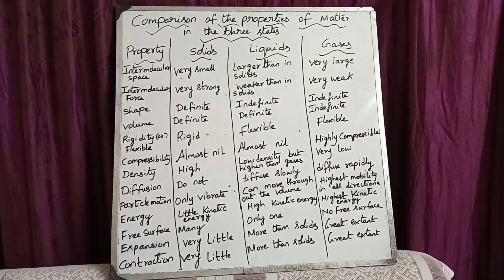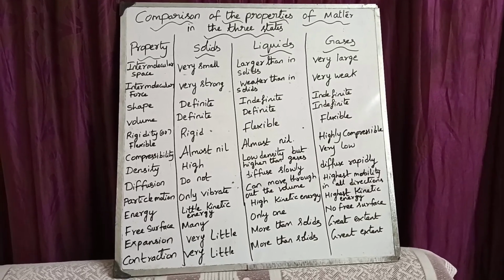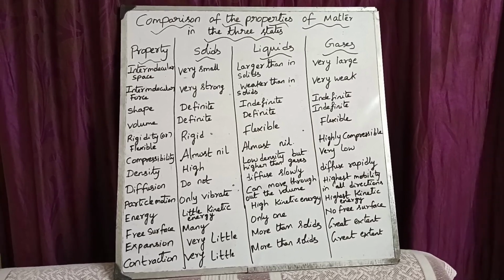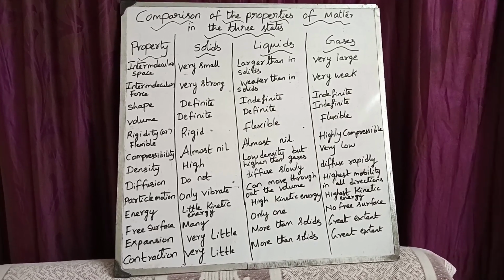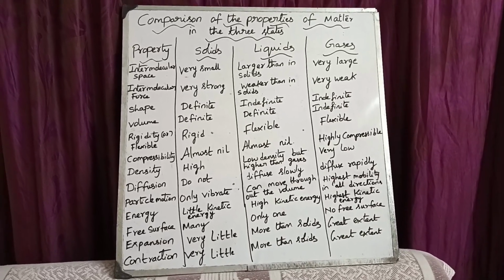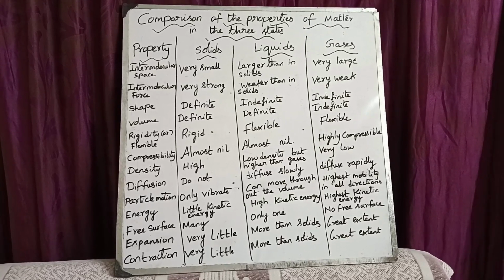The solids are very rigid. Liquids are not rigid but show fluidity. Gases are also flexible and show fluidity higher than liquids. When you come to compressibility, it is almost nil in solids, almost nil in liquids, but gases are highly compressible due to the large amount of intermolecular spaces in the gases.